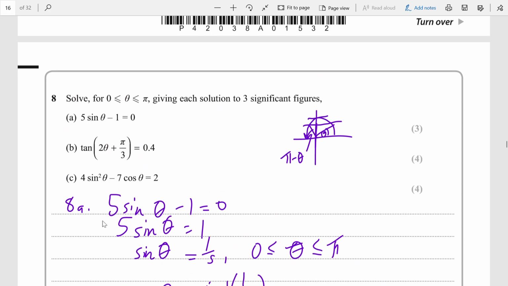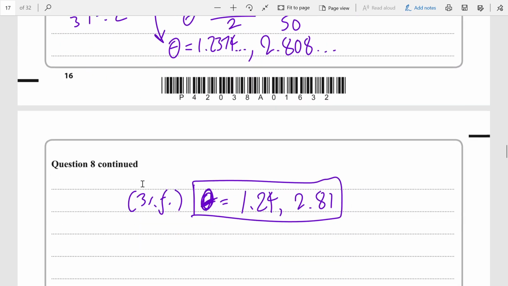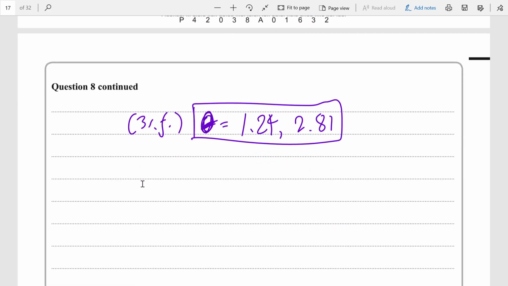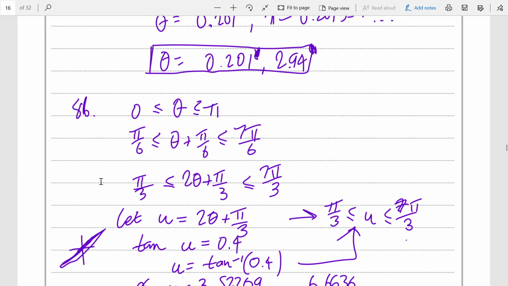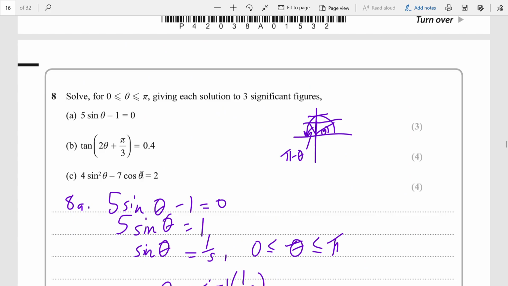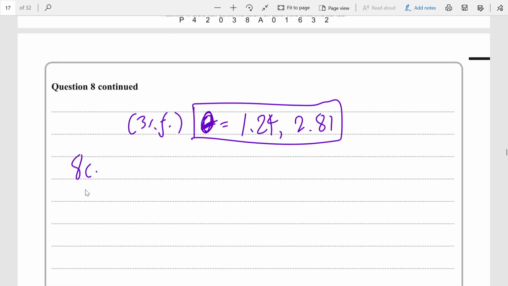And finally, question C, 4 sine squared theta minus 7 cos theta is 2. Alright, I think we can use the trig identity that sine squared theta plus cos squared theta equals 1 here. And we're probably going to be treating this like a quadratic equation, since I see a squared, a linear term, and a constant.